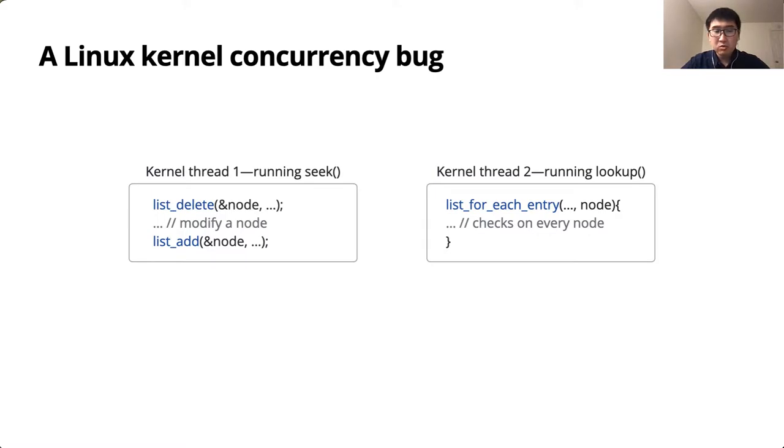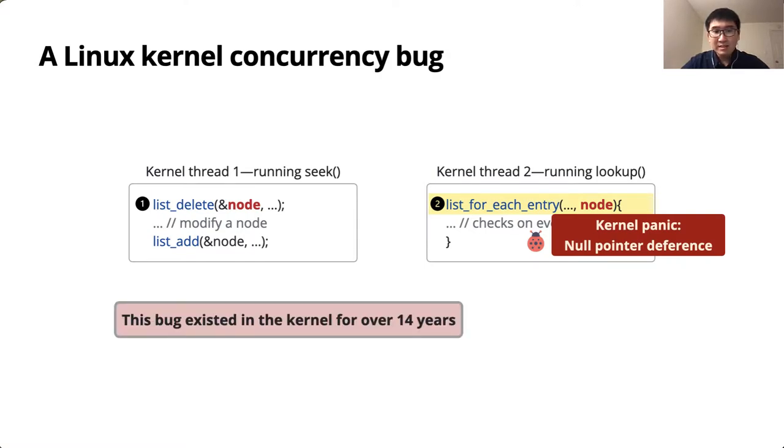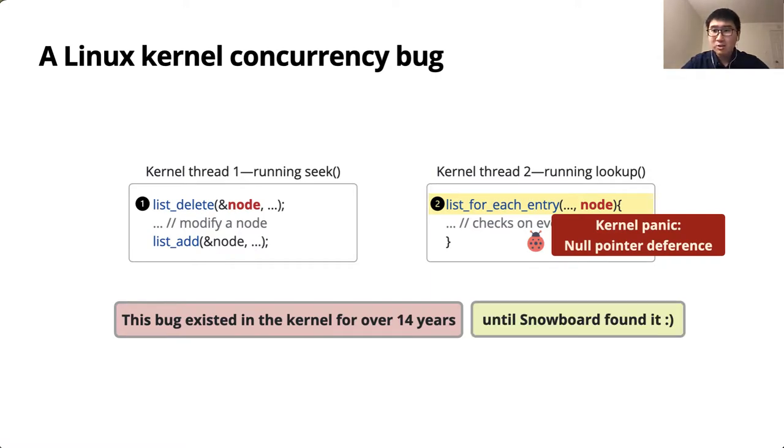Now imagine there are two kernel threads running these operations in parallel, in a specific execution order, where the list delete operation just deleted an element in the shared list, and the lookup thread is trying to retrieve that element, which is no longer valid at this moment. A kernel panic would happen due to a null pointer dereference. Our analysis indicates this bug existed in the Linux kernel for over 14 years, until our tool, Snowboard, found it.